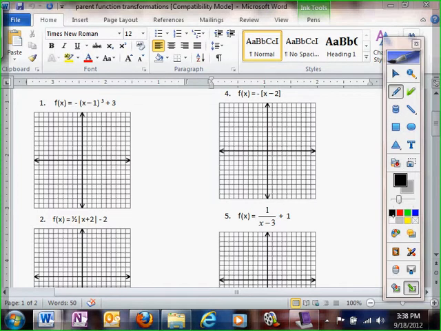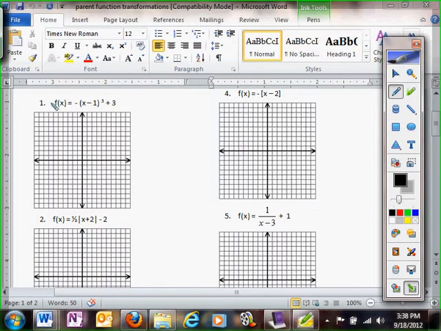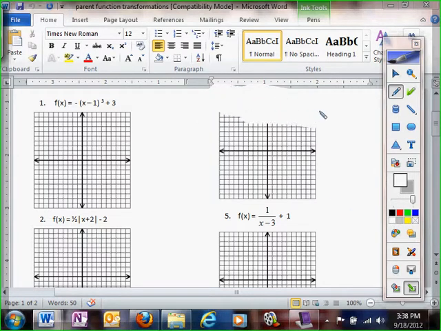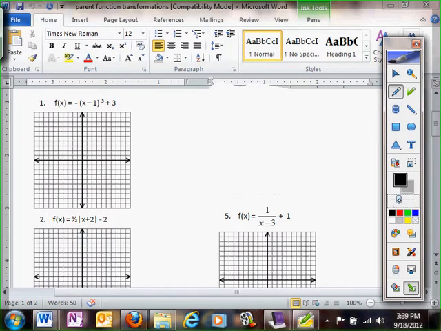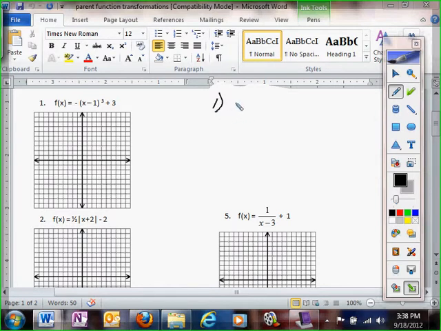So if I want to talk about doing a transformation of number 1, first of all, a couple of things that we did not talk about. Let me give myself a little room. The first thing that you have to do before you do a transformation, number one, is you must start with the parent function.